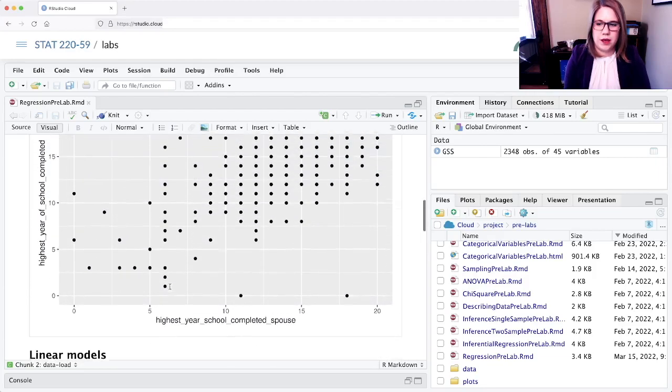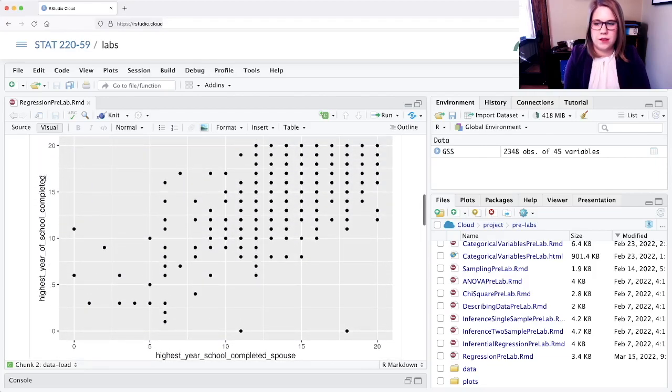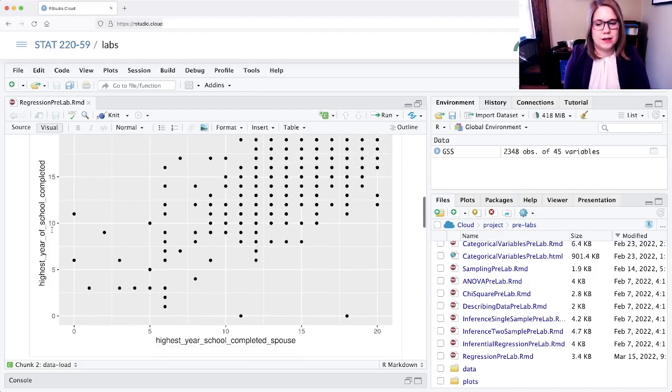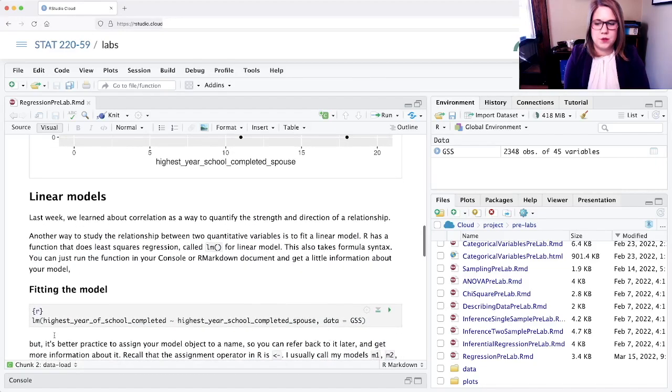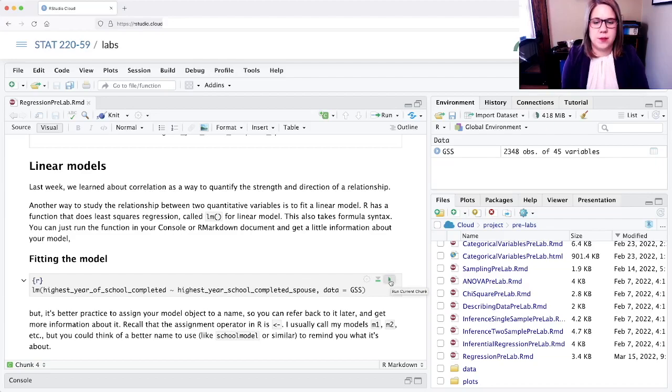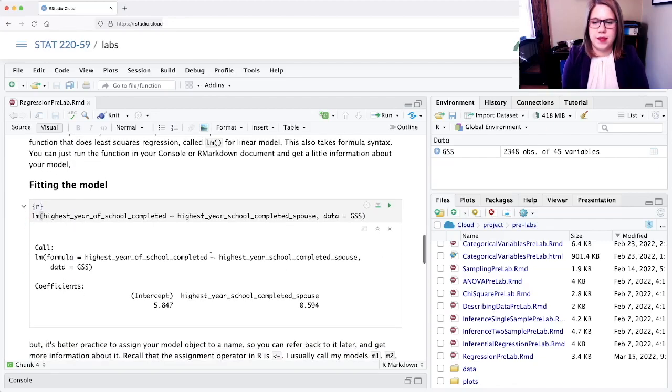And so if you look at my visualization here, I've got the thing that I'm interested in predicting, the highest year of school completed, that's on the y-axis. And then the thing that I think might explain the highest year of school someone completed, the spouse's education, that's on the x-axis. So when I do my lm, I'm going to have my y variable, highest year of school completed, and then the tilde, and then the one about the spouse. And then at the end, I need to do data equals GSS.